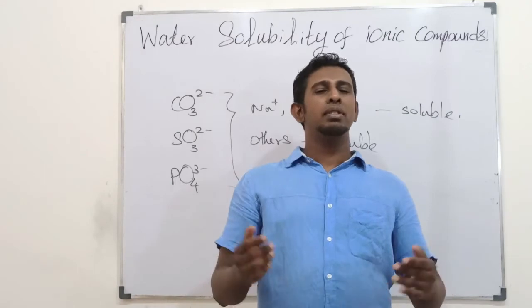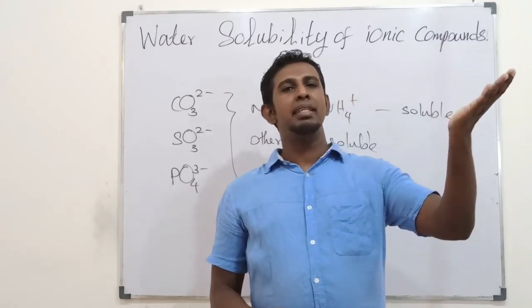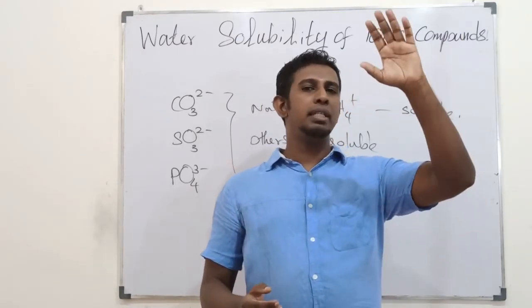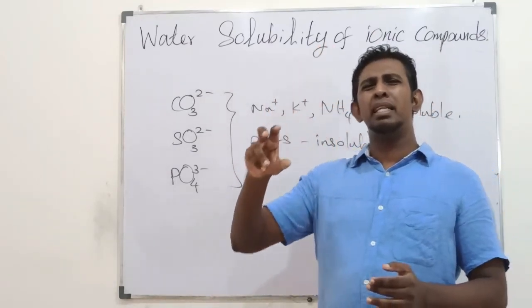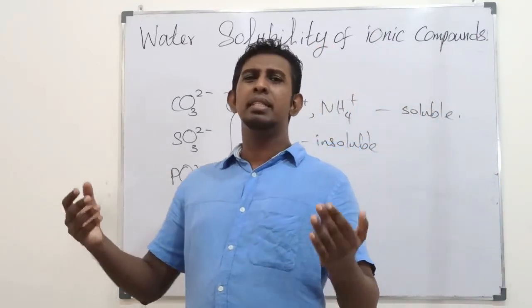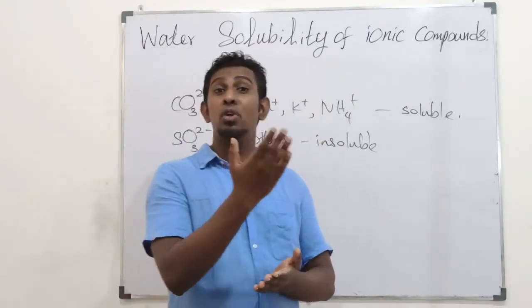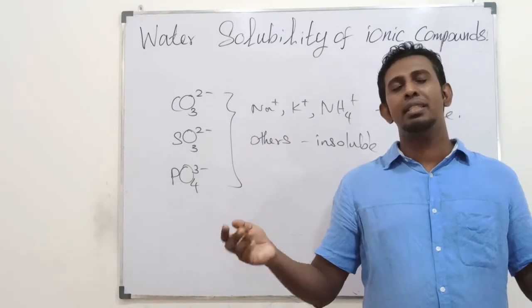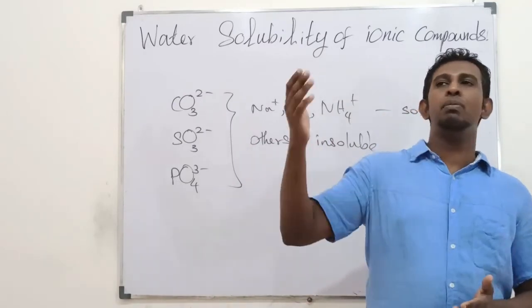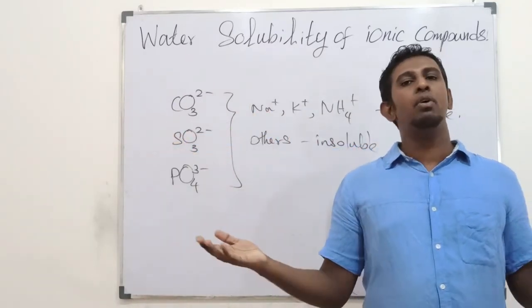When you talk about oxalates, sodium, potassium, and ammonium oxalates are water soluble. Beryllium and magnesium, the top two in the second group, are the only soluble ones in the second group. Down the second group, the water solubility of oxalates decreases. Calcium, strontium, barium oxalates are water insoluble. Except s block, their oxalates too are water insoluble.